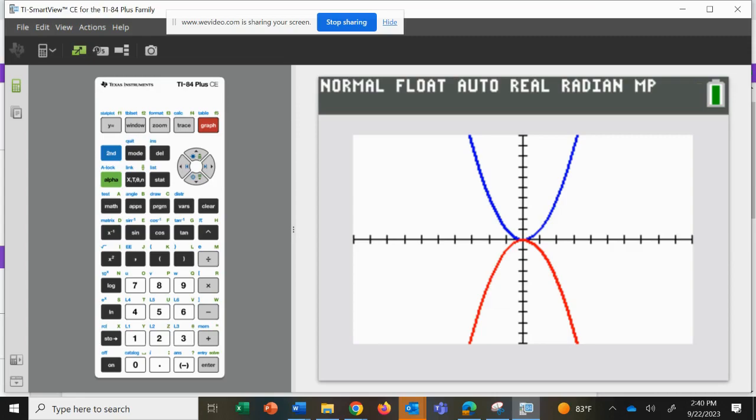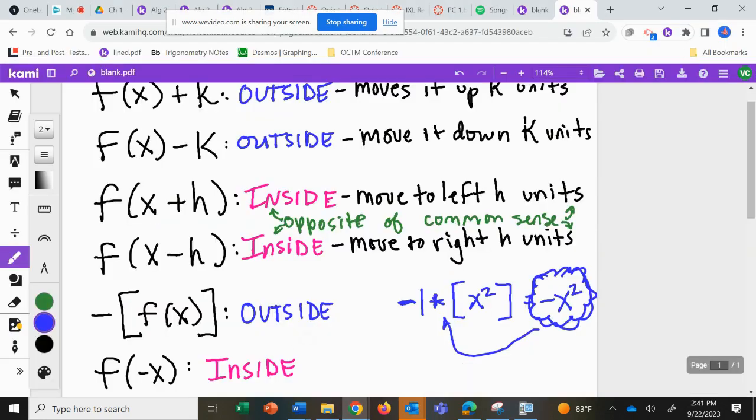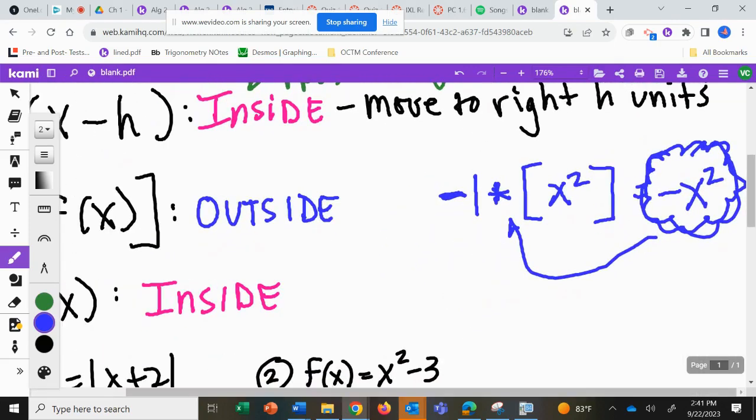Okay? So what does it look like happened? It is a reflection. Where? Over the x-axis? Or you could say up and down. This one would be down, but if it started down, it would be up. Okay. So in your own words, we're going to write that the negative on the outside is going to be a reflection, up and down, or a reflection over the x-axis.